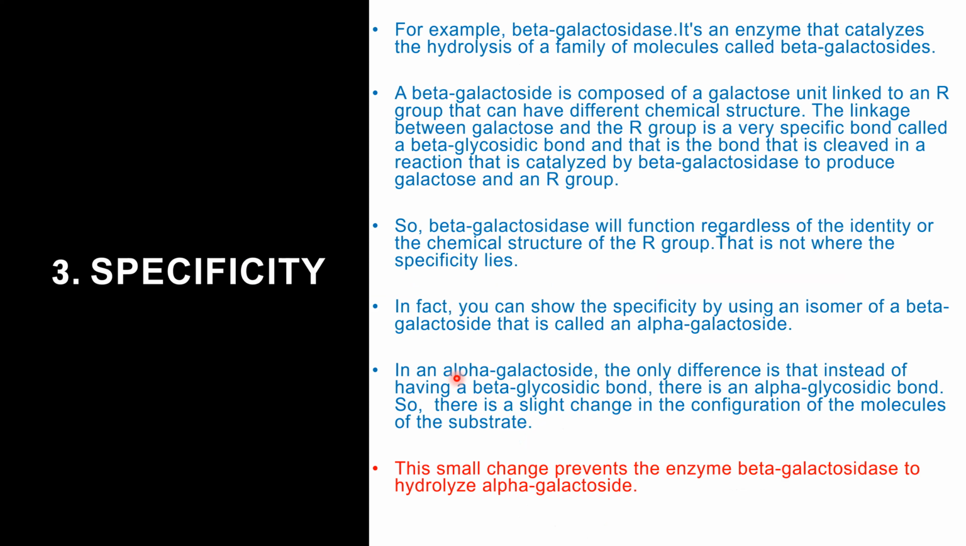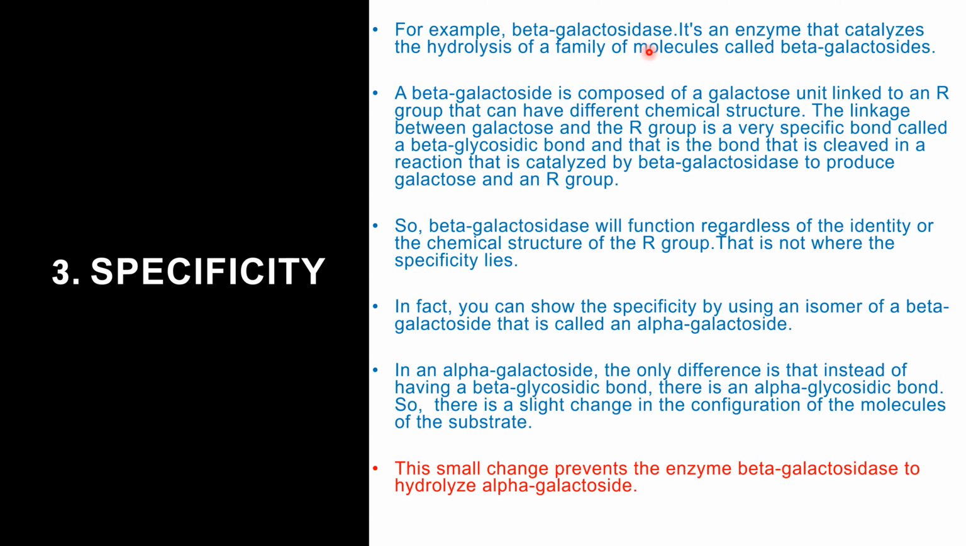So the third one is specificity. And we all know that enzymes are very specific in their reactions, right? For this particular point, we will take an example of beta galactosidase. Beta galactosidase is an enzyme involved in the hydrolysis of a family of molecules called beta galactosides, right?